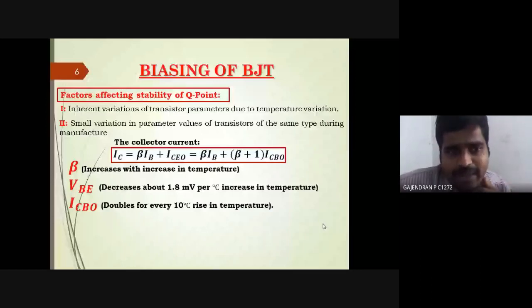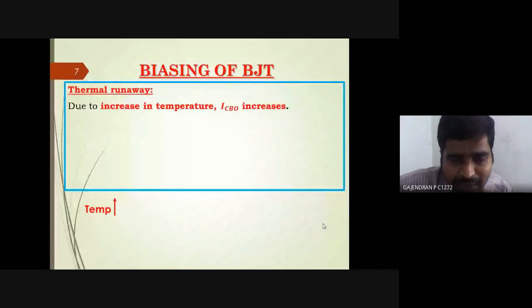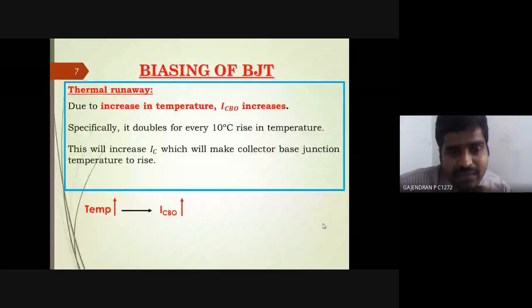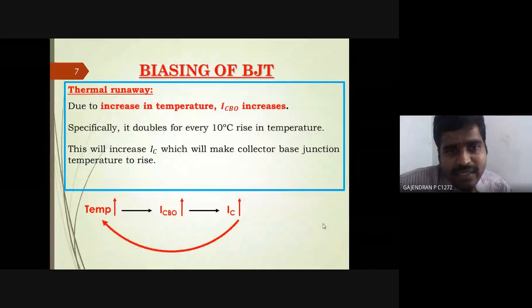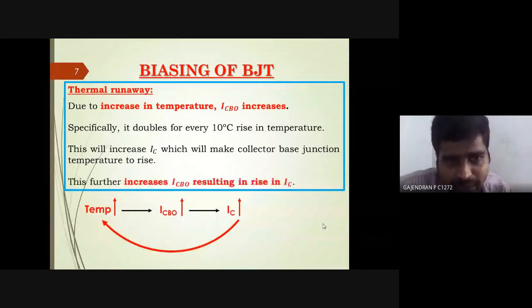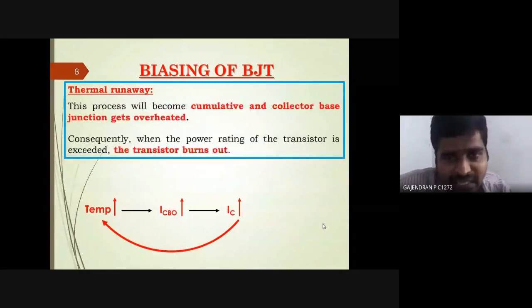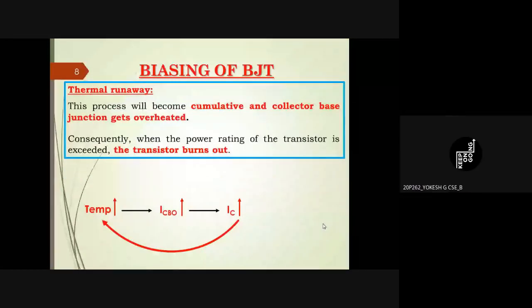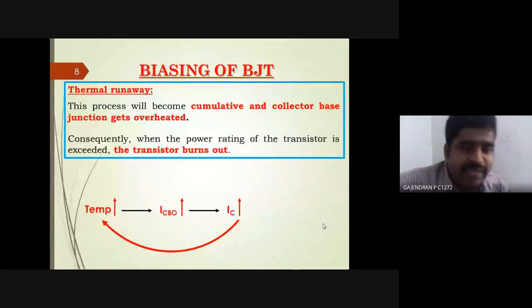Okay. Then thermal runaway, very good. You remember this concept, what is thermal runaway? If thermal runaway increases, what will happen to your component or the device? What will be the consequence of this thermal runaway effect? If it increases beyond some limit, what will happen? Which junction will get overheated? Collector base, very good. Collector base junction will get overheated. That will damage your transistor.